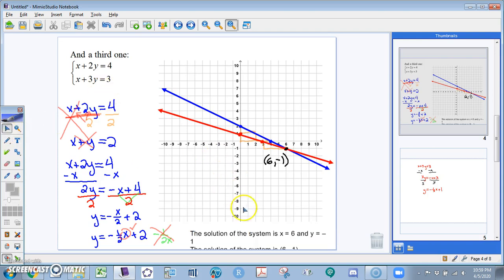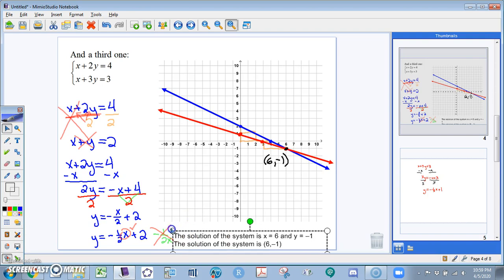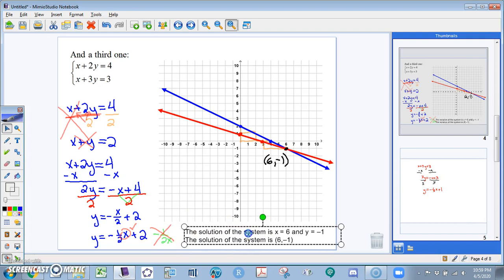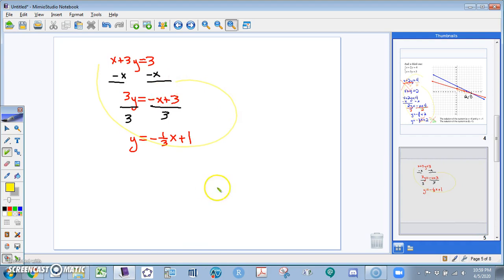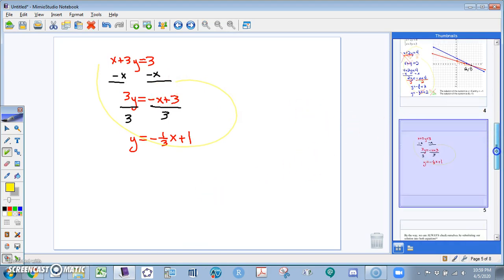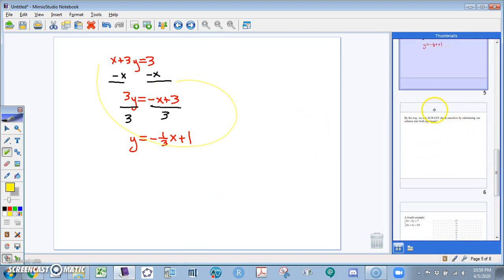So that is solving a system of equations graphically. You just might have some algebra here you've got to work on in order to get the equation in slope-intercept form so that you can graph it.